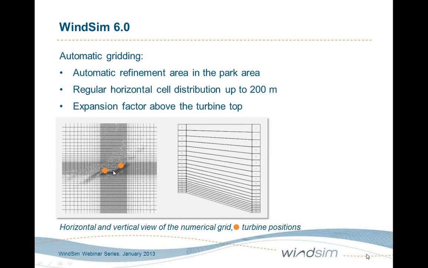When you have a look at the left-hand side, you can see in orange what should be 2 turbines. So we automatically do a refinement around the turbine area and then extend to the borders. On the right-hand side, you can see the vertical gridding. We will do a regular horizontal cell distribution up to 200 meters, and then an expansion factor above. So we will ensure that you get a good resolution over your turbine height.